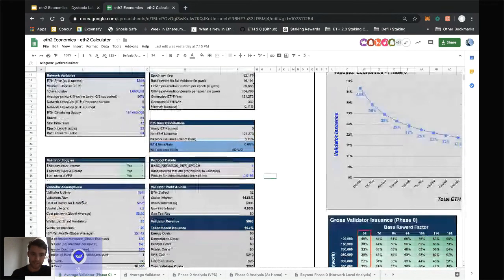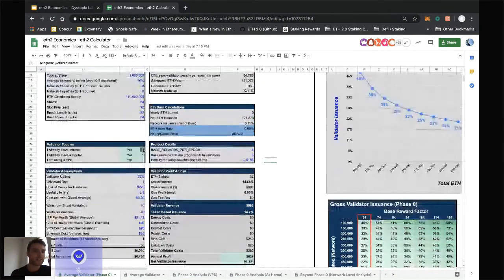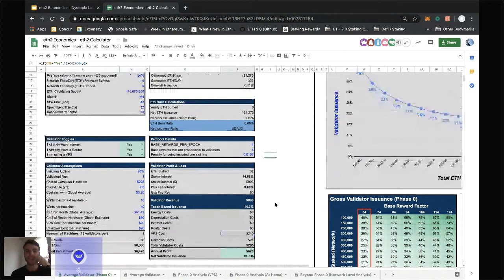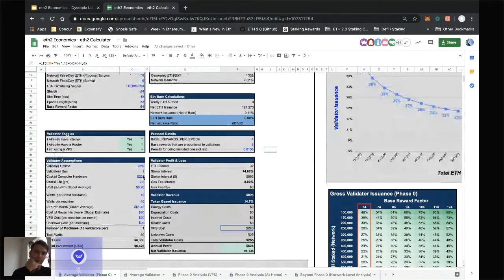Now let's talk about the validator assumptions and what the cost side of it looks like. There are toggles here where, if you already have internet, it pulls it out. If you already have a router and you select yes, it pulls it out. And then you can choose between a VPS and a non-VPS option. We've currently put the VPS in, I believe, at $20 a month. And again, the model is designed for 16 validators per machine. And if you want something more expensive for your computer hardware, please feel free to put that in.